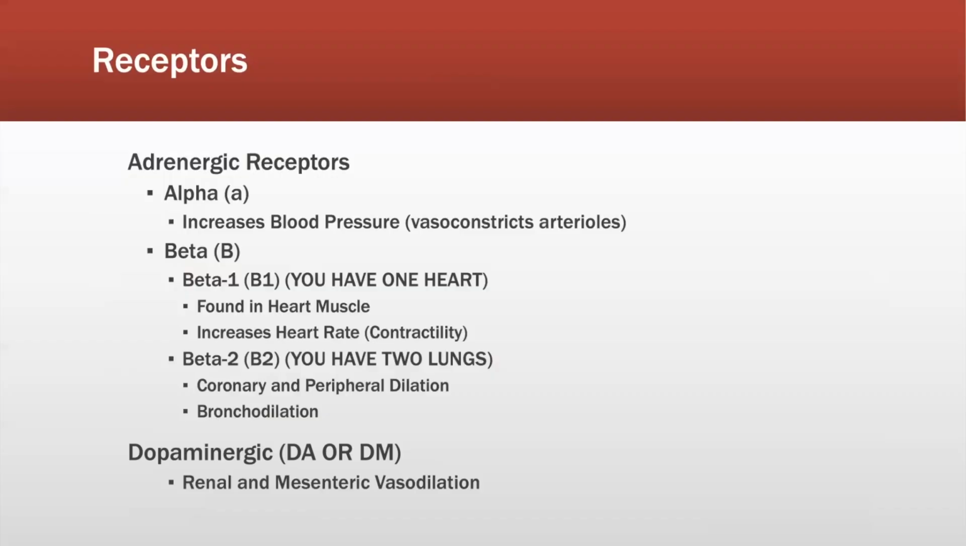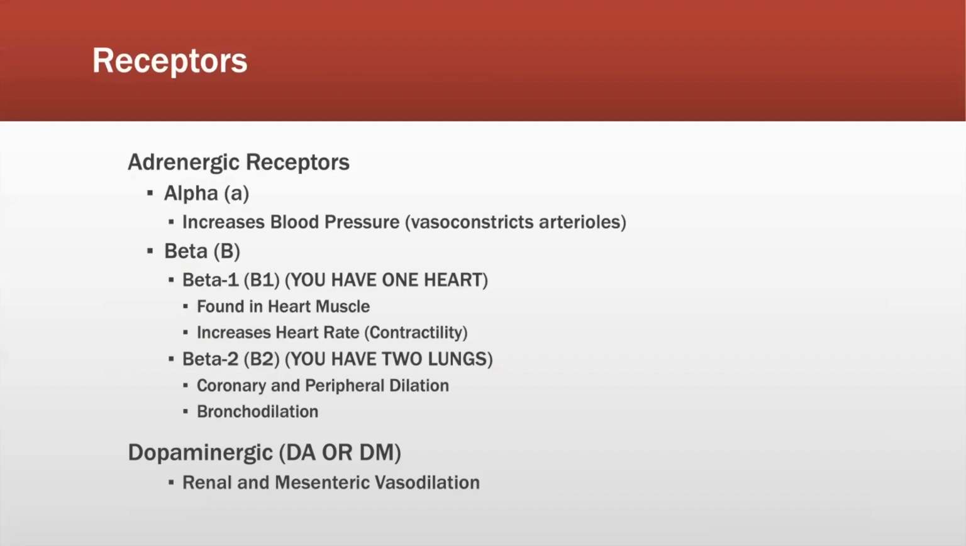The alpha receptors increase our blood pressure. Alpha receptors vasoconstrict our vessels and our arterioles. Okay, moving on to beta. A good way to remember beta 1 versus beta 2 is that you have one heart and two lungs, right? The beta 1 receptors are found in the heart muscle, and when they are acted on, they increase heart rate and increase our contractility. Now for beta 2, we have two lungs. These receptors are responsible for coronary and peripheral dilation and also for bronchodilation.